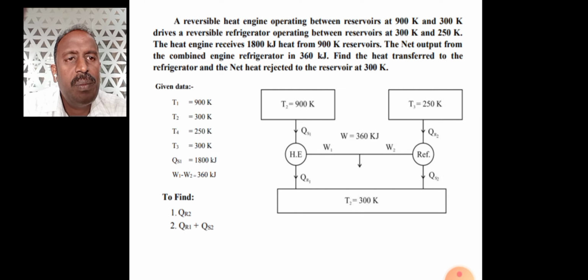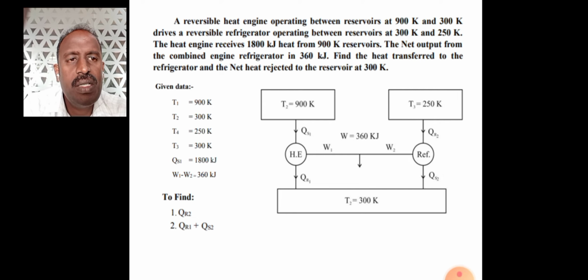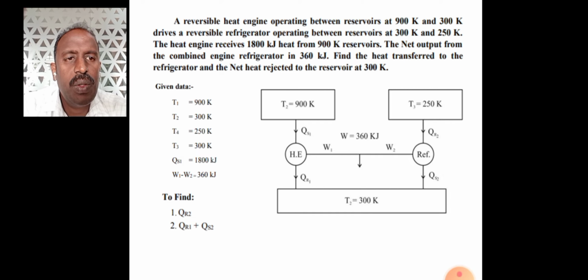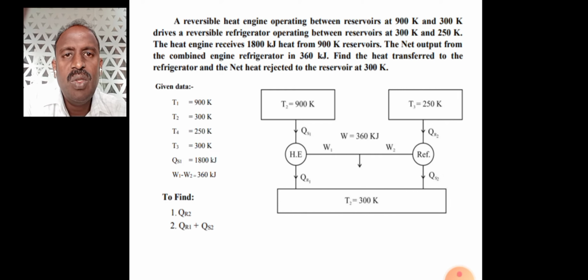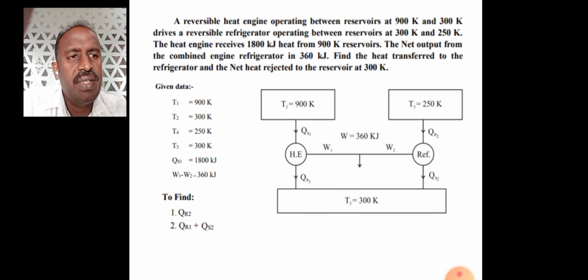On your left-hand side, the heat engine heat supply is QS1 and the heat rejection is QR1. On your right-hand side, the refrigerator heat supply is QS2 at 300, and the heat rejection QR2 will be at 250. So the four temperatures of your system are given.